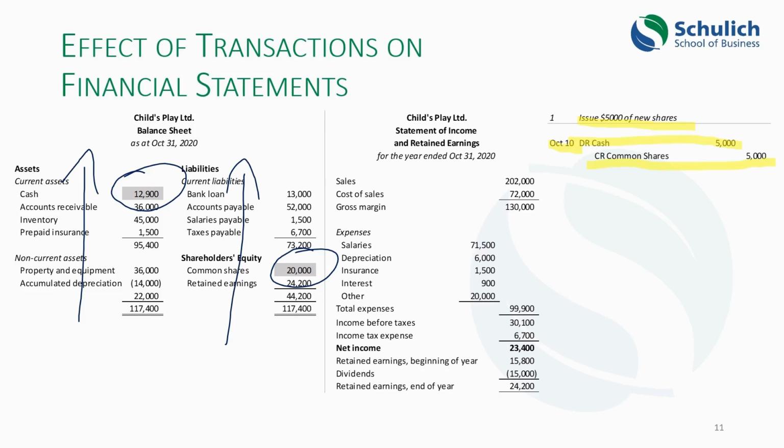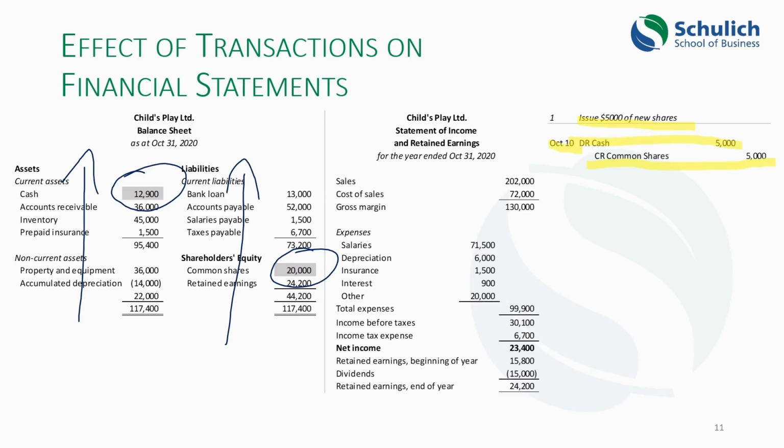This is a very, very simple transaction that doesn't affect the income statement at all. When you sell shares, you haven't earned anything and you haven't expended anything. You simply sold some shares to the shareholders, which goes directly into equity. So the cash comes into the company and you have an increase in equity in the line of the common shares. Now, this is a cash transaction, so it is going to affect the cash flow statement.